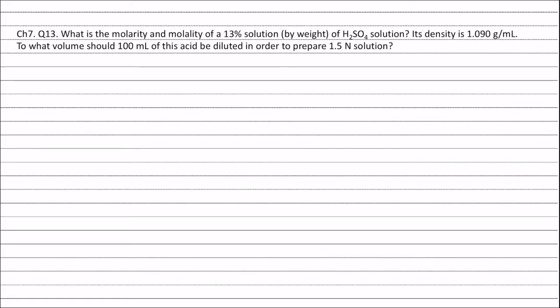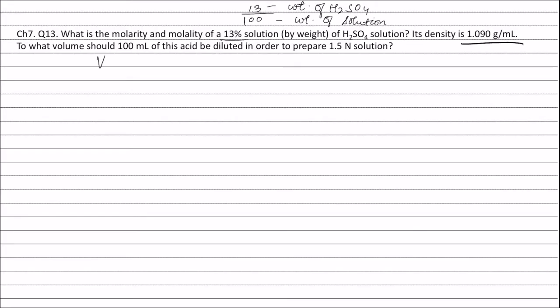The percentage by weight of sulfuric acid solution is 13%. This can be written as 13 by 100. 13 is the weight of sulfuric acid and 100 is the weight of solution. Density of the solution is given as 1.090 gram per milliliter.